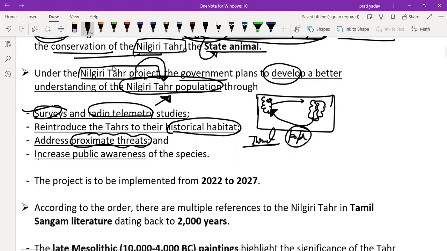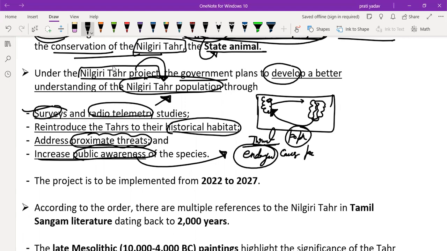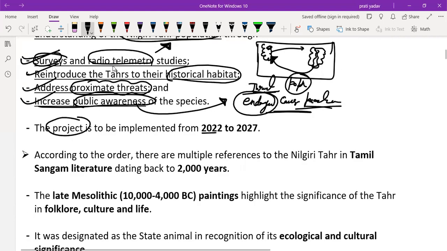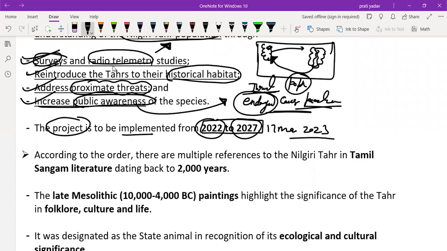Fourth one is to increase public awareness of the species. If the public is aware that this is an endangered species of that area, people will not cause harm to it, and poachers who kill it will also be punished. So through these four methods, the government of Tamil Nadu wants to understand the population of Nilgiri Thar. Remember these four important points. The project is implemented from 2022 to 2027. Currently, today is 17th of March 2023. So it is implemented from 2022 to 2027, that means for 5 years.